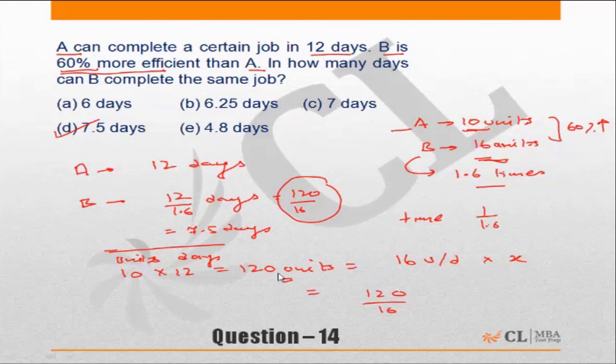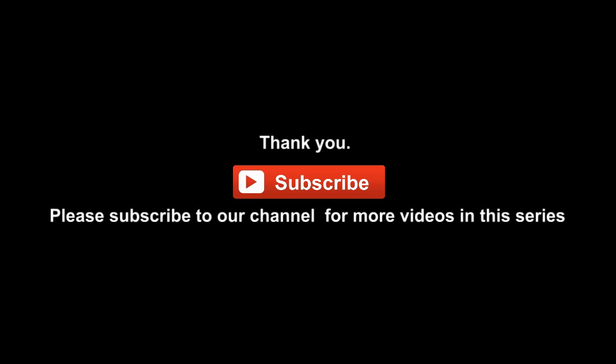Okay? So all you need to remember, if the efficiency is double, you will take half the time. If the efficiency becomes 3 times, you will take 1/3 of the time. If the efficiency becomes 3/2 times, the time taken should be 2/3.